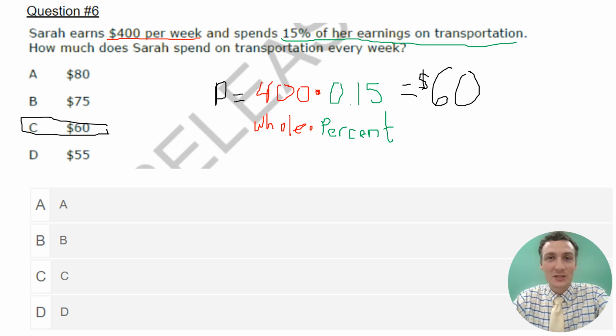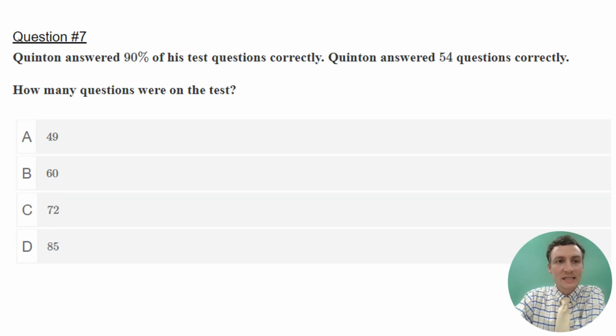$60 is our answer. Question 7. Quentin answered 90% of his test questions correctly. Way to go, Quentin, okay? Quentin answered 54 questions correctly. How many questions were on the test?